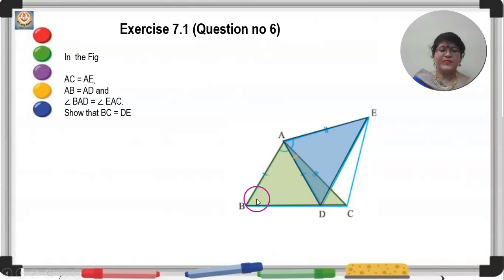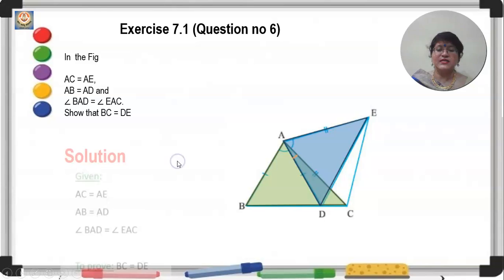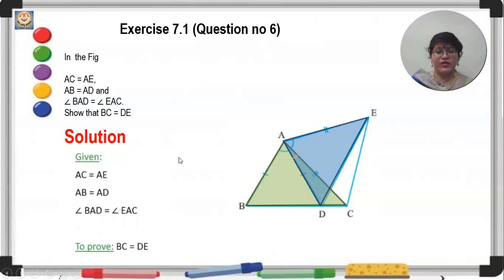Question number 6. In this diagram, they have mentioned AC is equal to AE, which is given by this indication, AB equal to AD by a single line, and angle BAD, that is this angle, is congruent to angle EAC, that is this angle. Now what is it that you need to prove? You need to prove that BC is equal to DE.